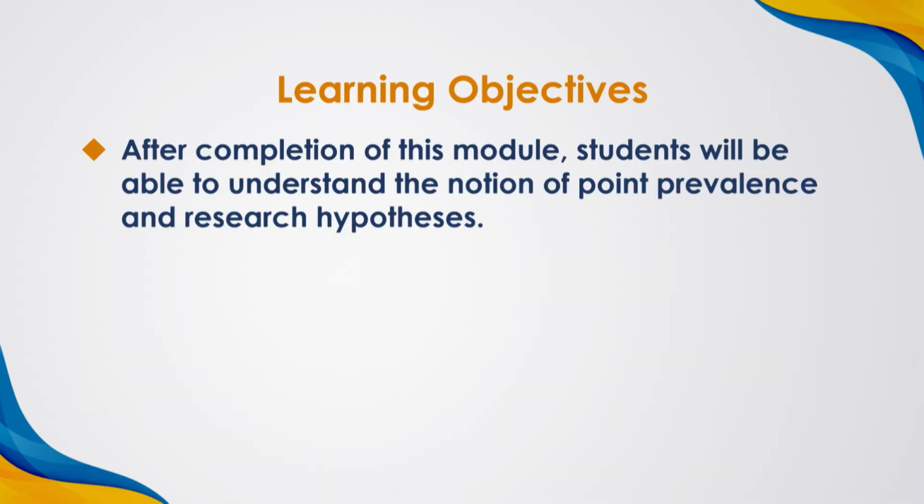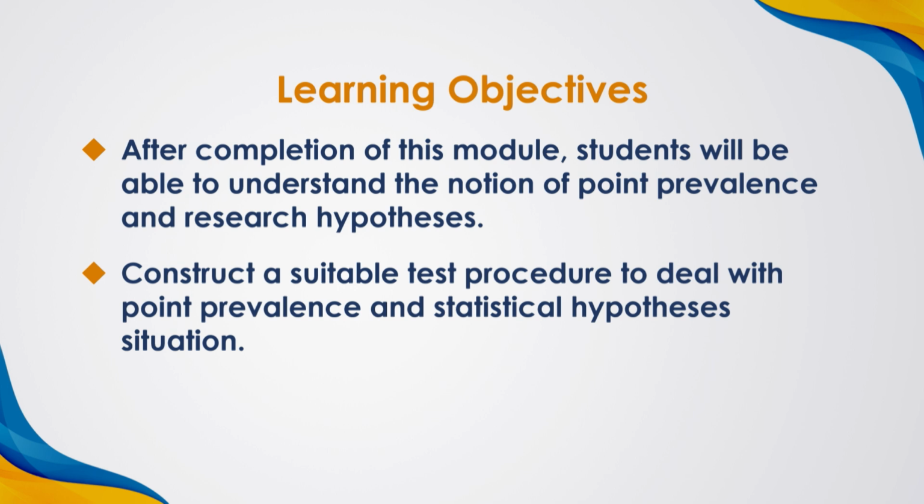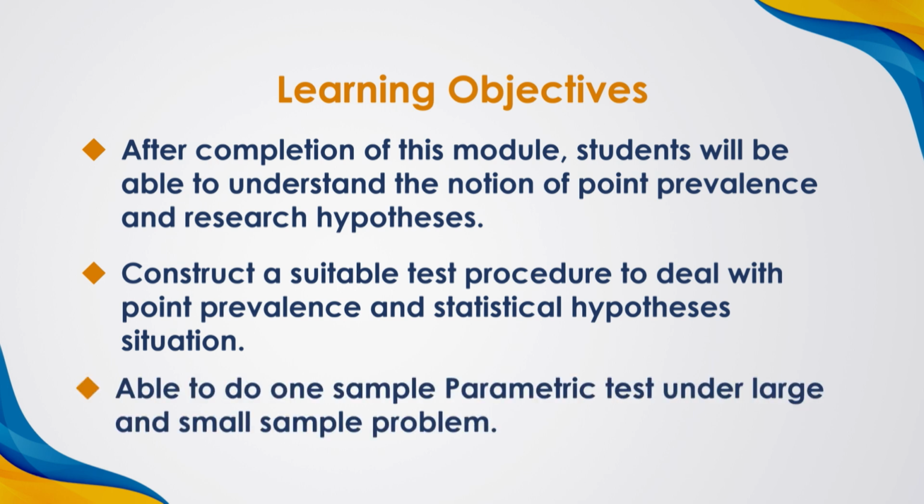After completion of this module, students will be able to understand the notion of point prevalence hypothesis and research hypothesis. Construct a suitable test procedure to deal with point prevalence and statistical hypothesis situation. Able to do one sample parametric test under large and small sample problem.